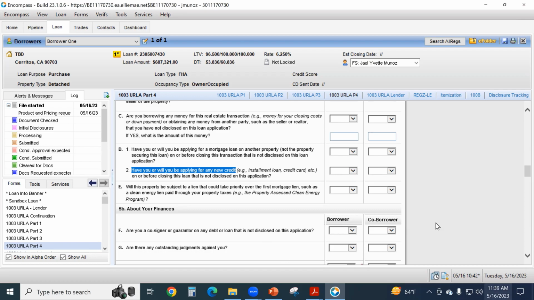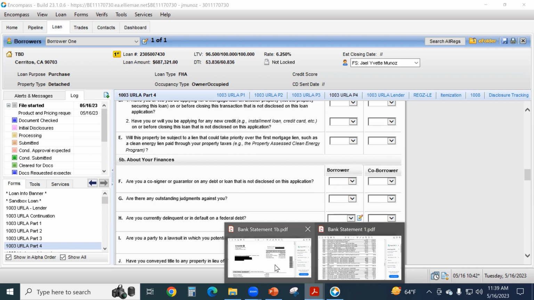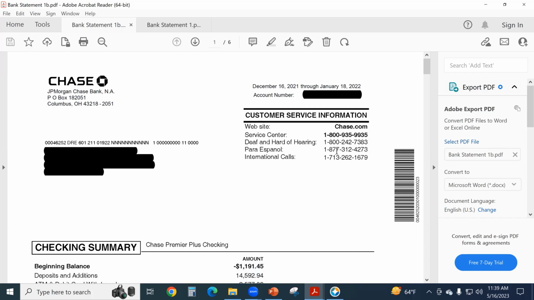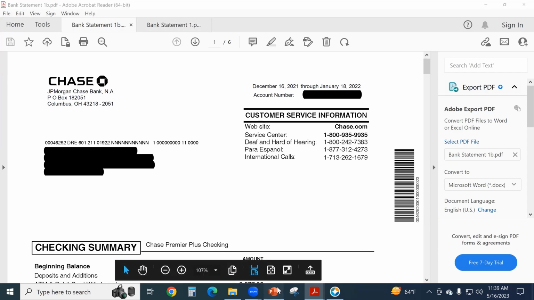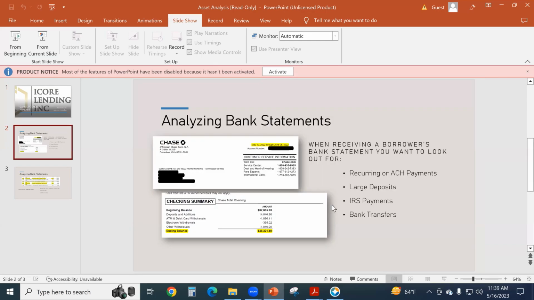Then we have some samples. What we also have here is a bank statement. On this bank statement there are a couple of things that speak to what I spoke about a minute ago about non-disclosed debt.